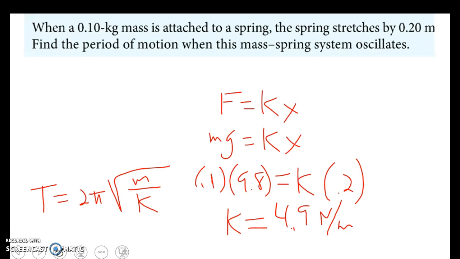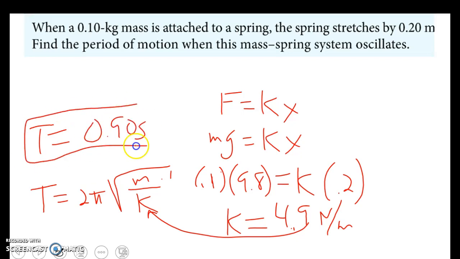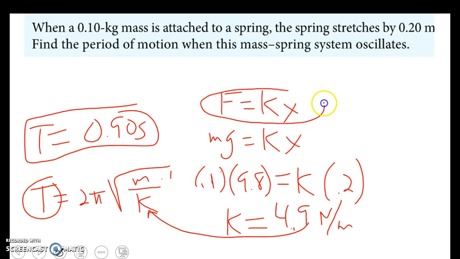Now that I know k, I can substitute it into here. My mass is 0.1. Now I can solve, right? I've got 0.1 over 4.9, take the square root, multiply by 2 pi. And our period is 0.9 seconds. So, moral of the story, if we get stuck trying to find the period of a spring system, and this spring is going to be affected by gravity, which is usually the case, we've got to go back to Hooke's law. mg equals kx. And we can work our way through that.